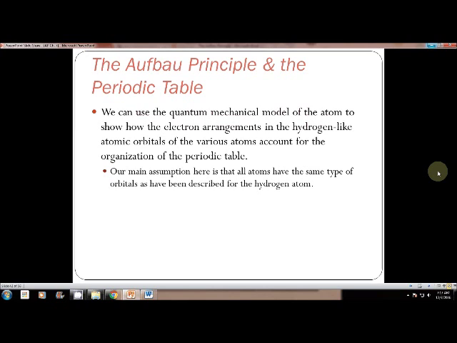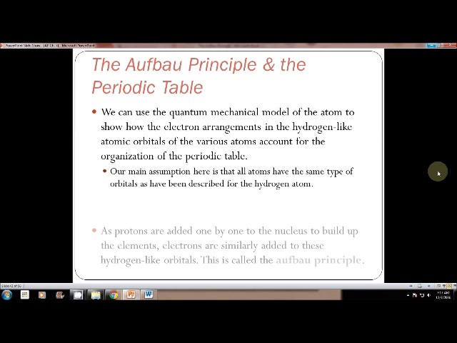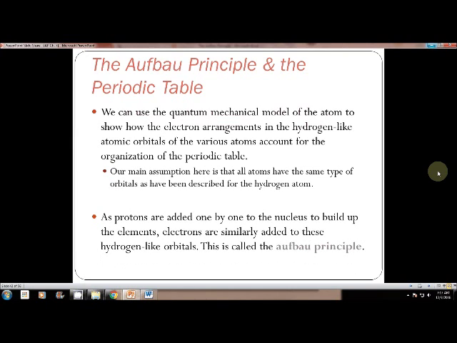L34, we are going to cover and refresh our memories on how to do electron configuration. We can use the quantum mechanical model of the atom to show how the electrons are arranged in the hydrogen-like atomic orbitals of the various atoms that account for the organization of the periodic table. Our main assumption here is that all atoms have the same types of orbitals as have been described for the hydrogen atom, which is still the basis for the quantum mechanical model today.